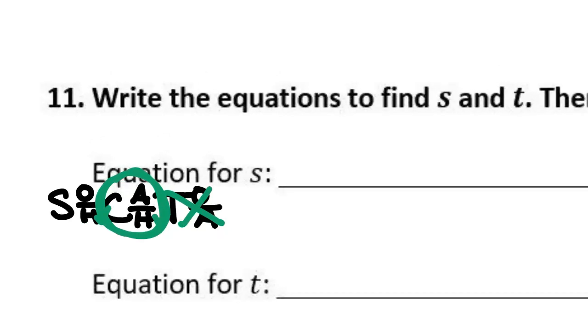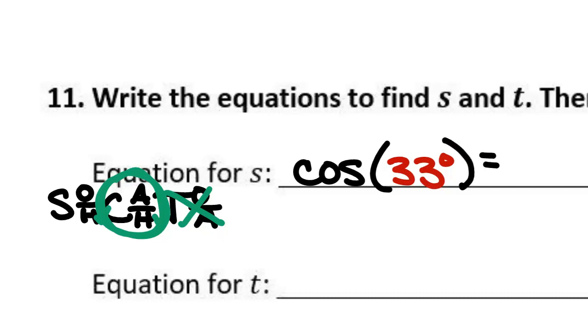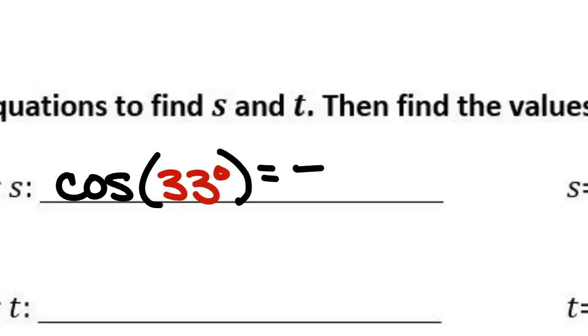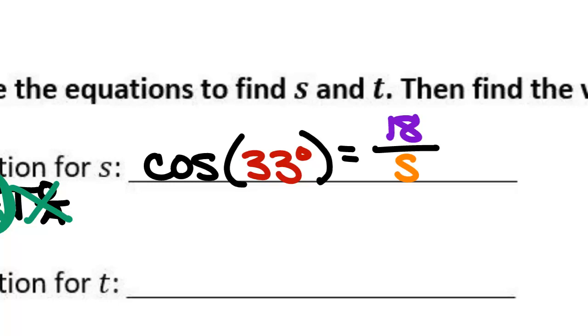So my equation would be cosine of my angle, which is 33 degrees, is equal to the adjacent side, 18, over the hypotenuse, which is S. So there's my equation. And then I would need to actually go through and find S now.